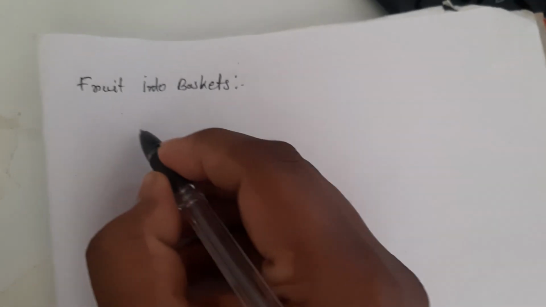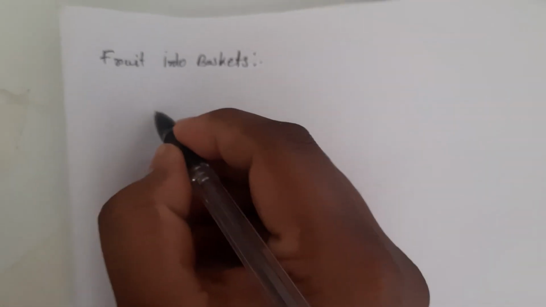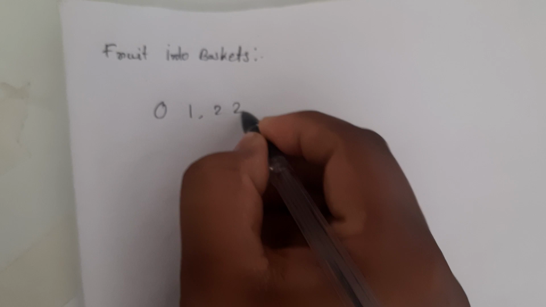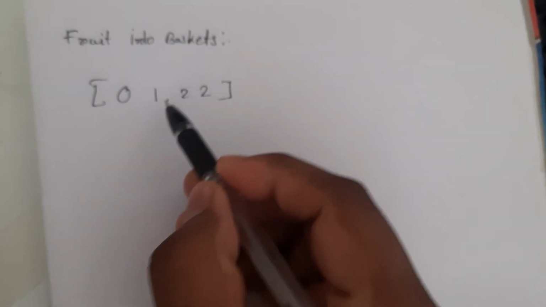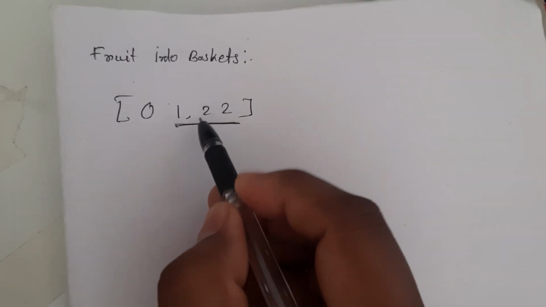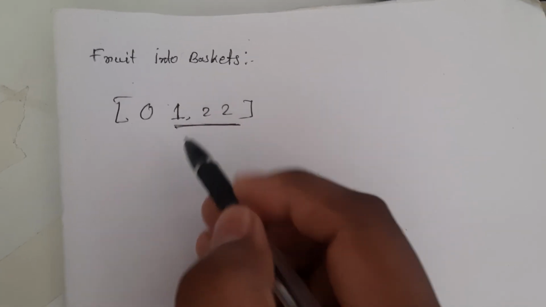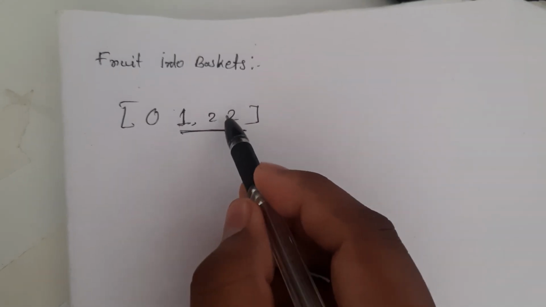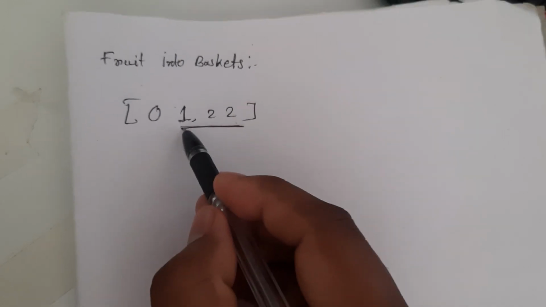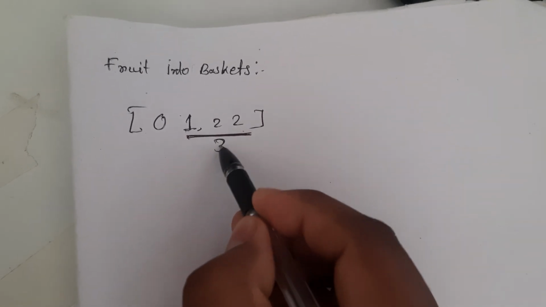So basically, you have two baskets and you can get only two types of foods in your baskets, and you need to find the maximum number of foods you can pick. In one example, 0 1 2 2, if you pick 1 2 2, you can pick type 1 and type 2 food, and the maximum length is 3, so your answer is 3.